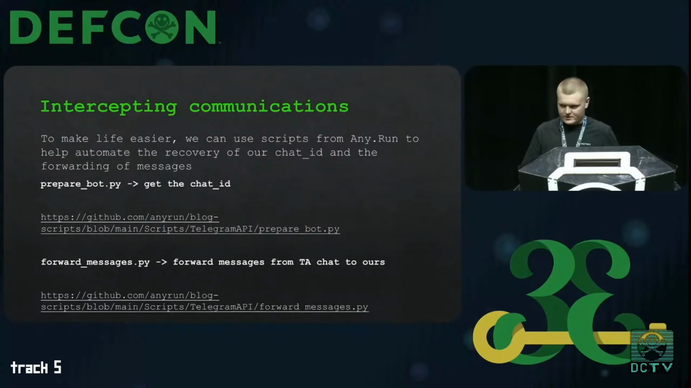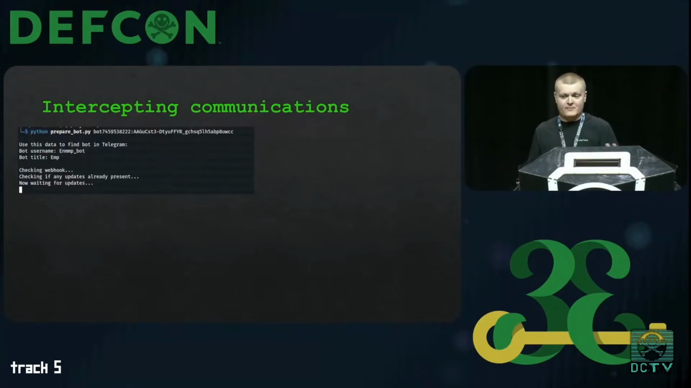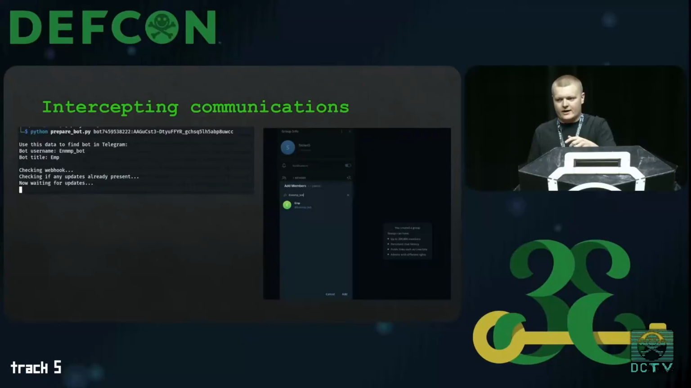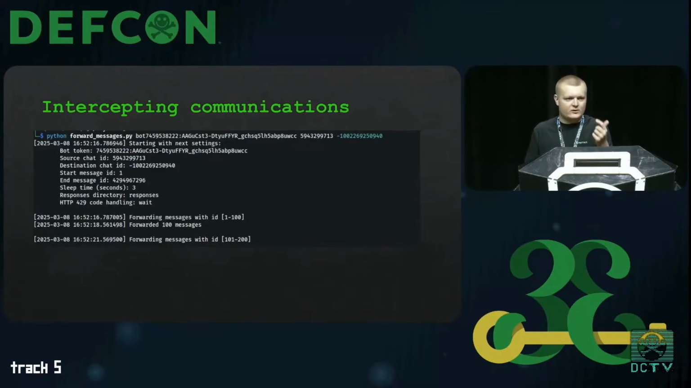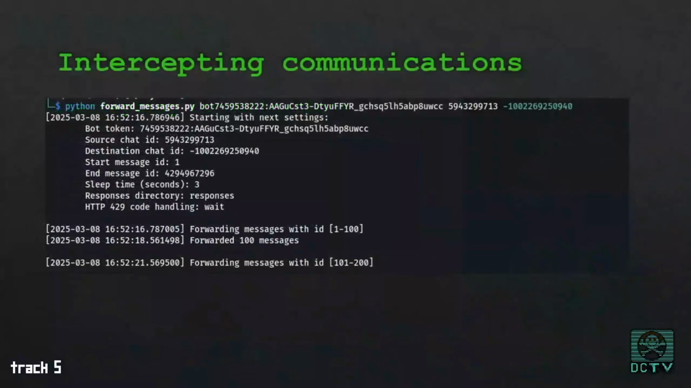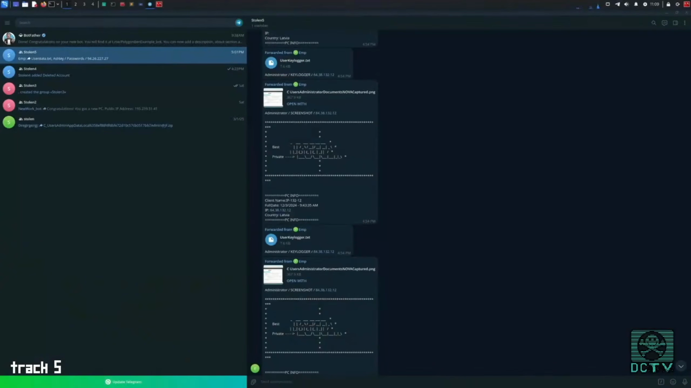And this is the prepare bot script, so we will run the prepare bot script, provide the bot token, and it will tell us the username of the bot. And then we add that username to a group. And then once we've done that, we'll get given the chat ID of our chat. And here we can see we're running the forward messages script. We provide the bot token, and we provide the source chat and the destination chat. And then it will start iterating through the message IDs and forwarding all the communications.